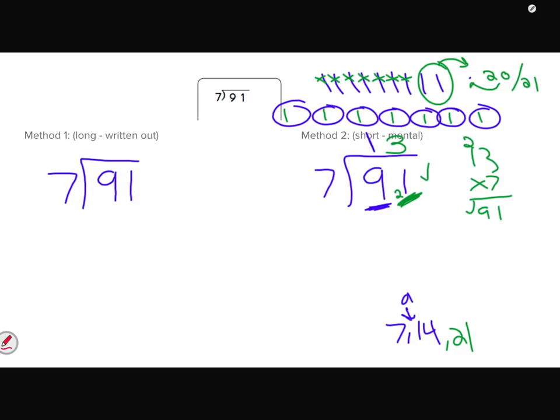And I'm going to do the same thing. I have 9 tens and 7. That means everybody's just going to get 1. I've given away 7 groups of 10. I've given away a total of 70. And if I subtract, I have 21 left.